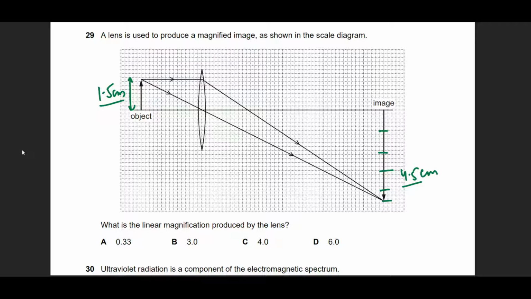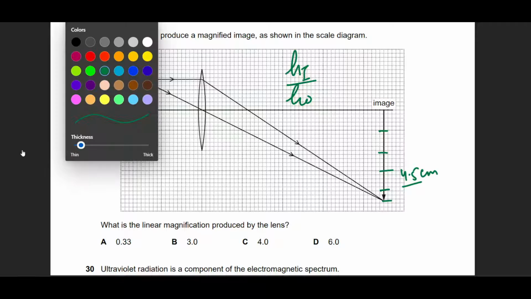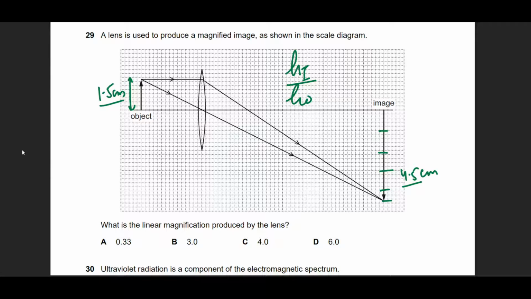4.5 centimeters, 4.5 boxes. The formula goes height of image divided by height of object. Okay. For magnification, so this is 4.5 divided by 1.5. When you solve this, you're going to get your answer as 3. So question number 29 is going to be option B.